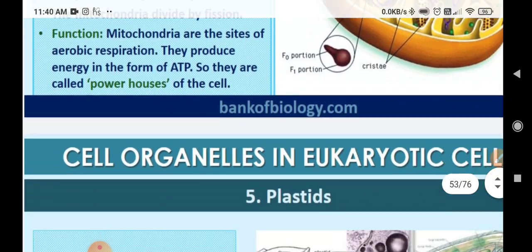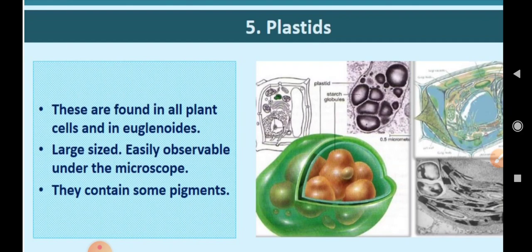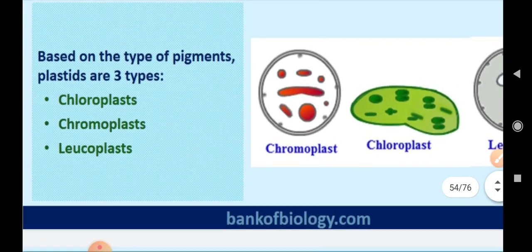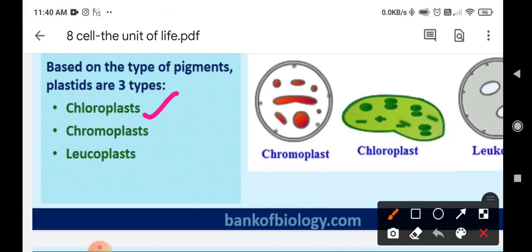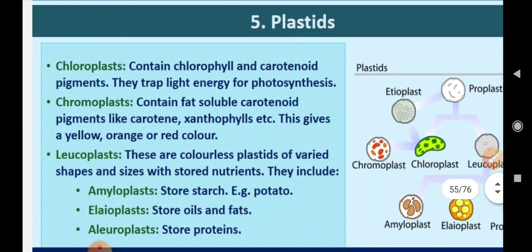Now let's move on to the next one, plastids. We know that plastids are only found in plants. These are large sized and can be observed through microscopes. All these plastids contain some type of pigments. We will discuss further what type of pigments are present in them. Looking at the pigments, there are basically three types of plastids: chloroplast, chromoplast and leucoplast. These three are categorized on the basis of the pigments present in them.